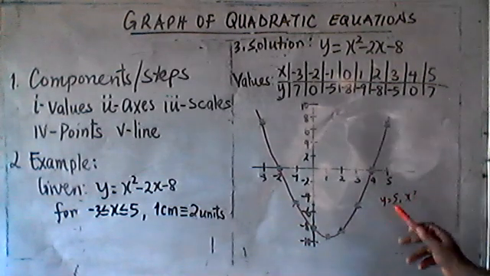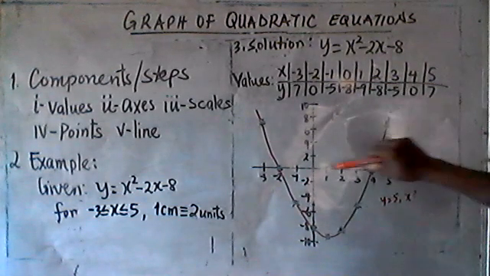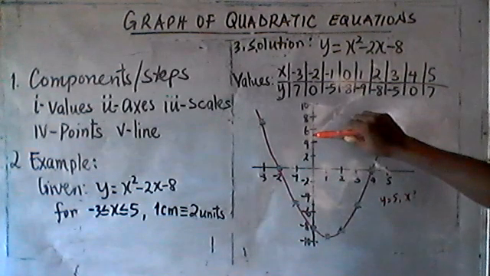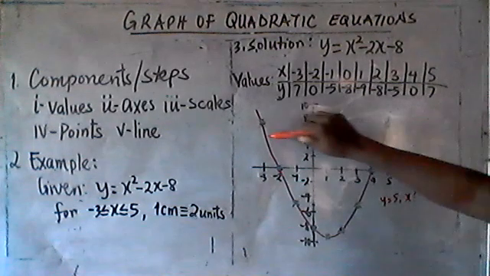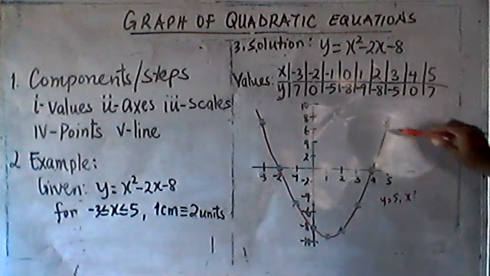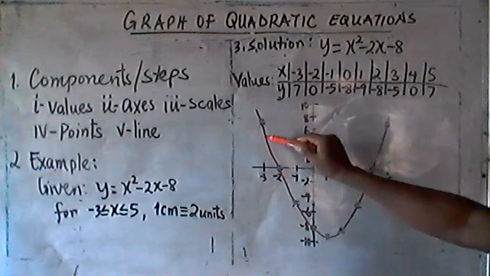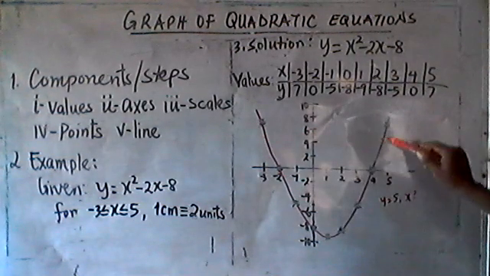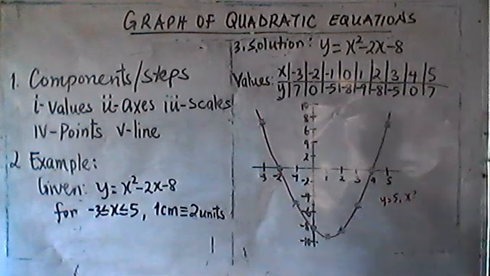You now come here and look for y equals 5. This is where it is. Trace it to the curve and trace it to this side. Draw a line there through that 5. You see we'll meet here and meet here. You now read the value of x. So it has two values.